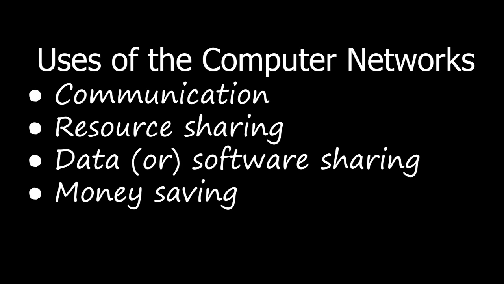So it may be in the same campus or the same building or the same city, or it may be in different cities, different campuses also. For all these purposes, computer networks are used, right? The common uses of computer networks are for communication, resource sharing, data or software sharing, and money saving, right?